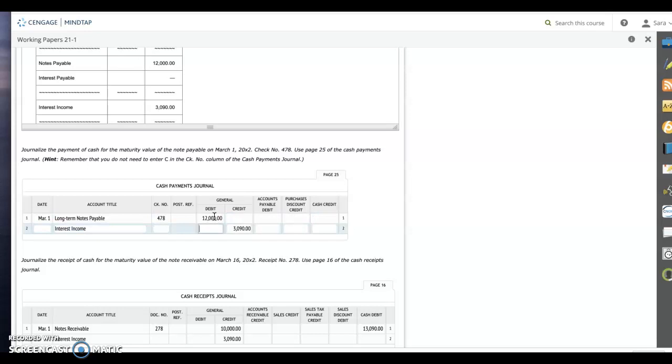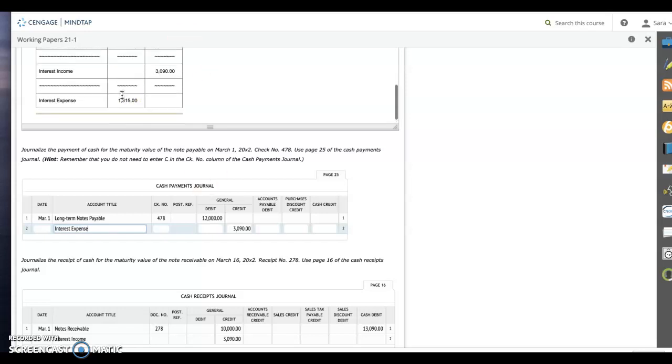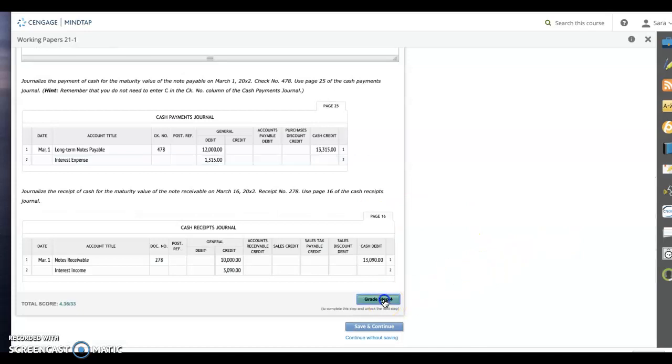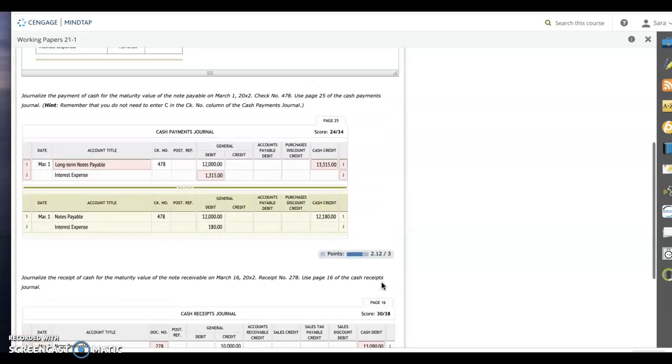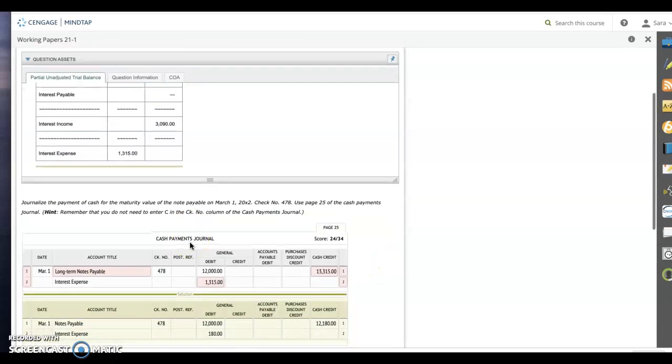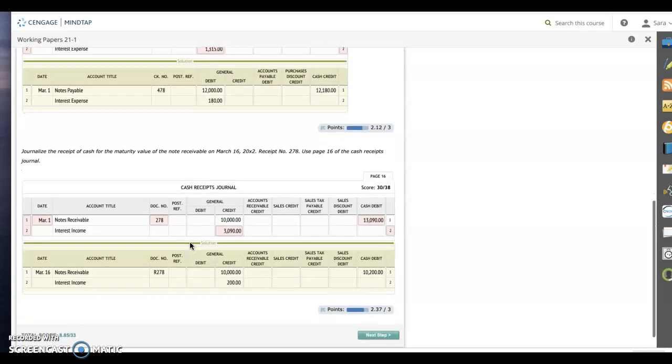And then my second line is going to be interest expense. So that is in the debit $1,315. So delete off the other number. Then same thing, we're going to add those together. So $13,315 on line 1 for my cash credit. Did I look at the wrong number? Let's see, what did it say? That should be 3,090.